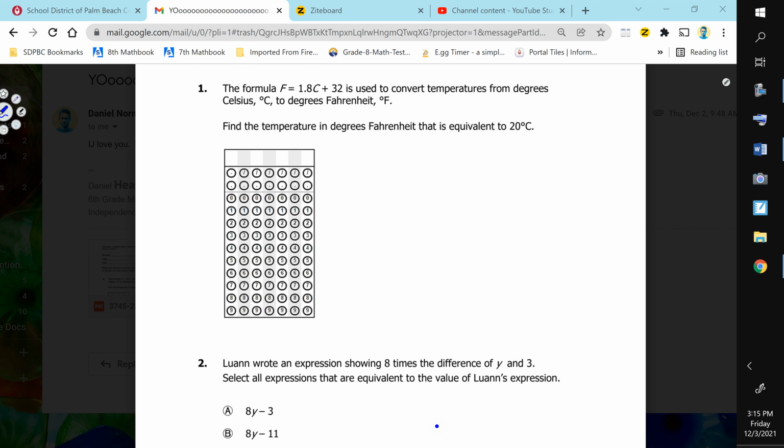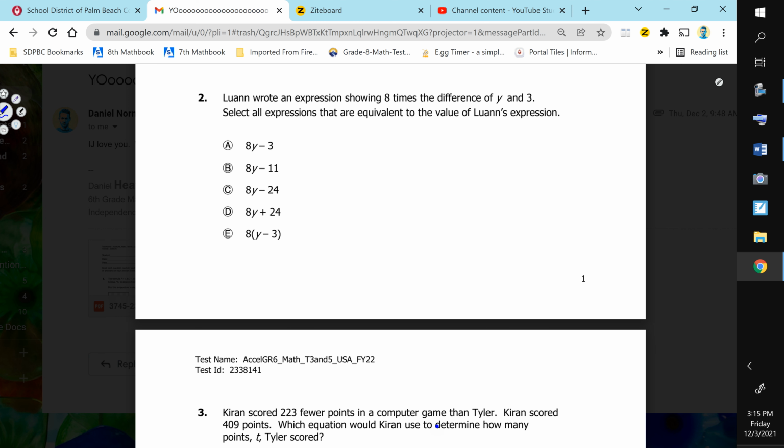Next, number 2. Luann wrote an expression showing 8 times the difference of y and 3. You are joking me right now. I'm going to have to do this all over again. Okay, good. Thank goodness.